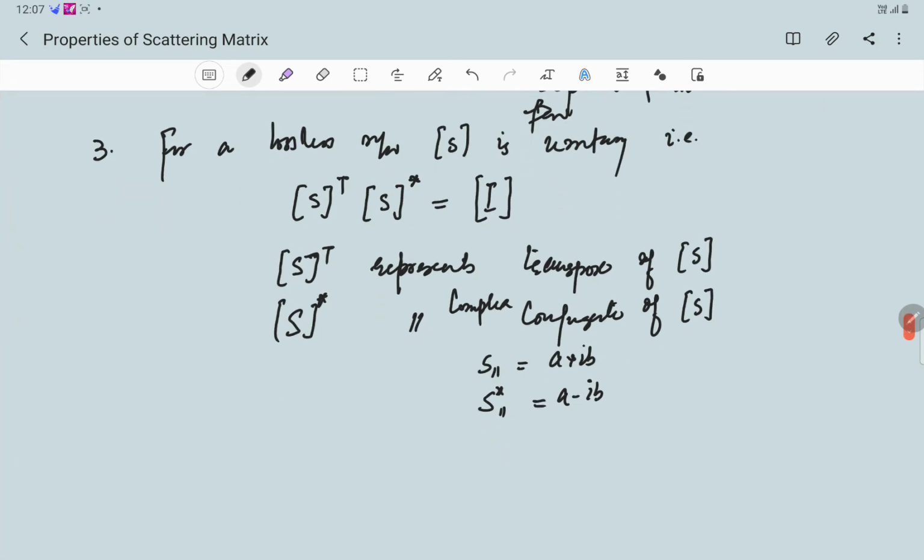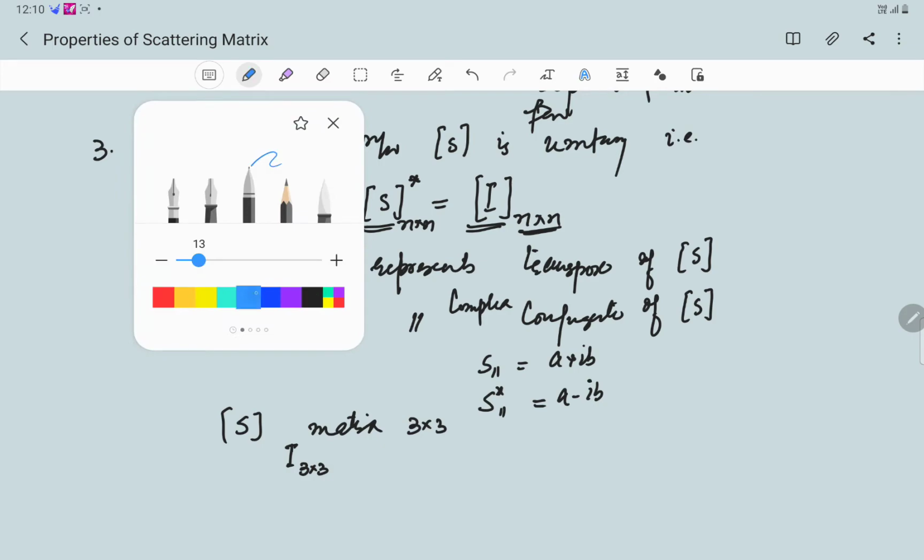So this property is for a lossless network. That is, S transpose into S star is a unit matrix, and the order of this unit matrix would be the same as that of the S matrix. So it would be an n cross n matrix. So if S is, for example, a matrix of order 3 cross 3, then our unit matrix I would be of the same order, 3 cross 3.